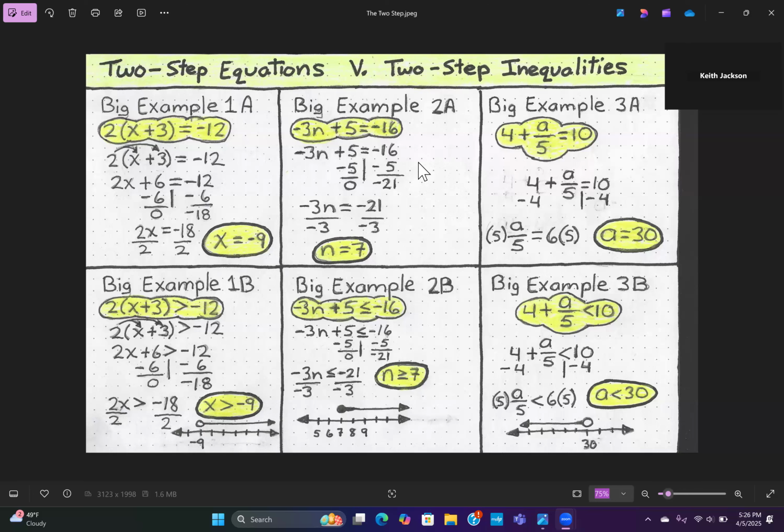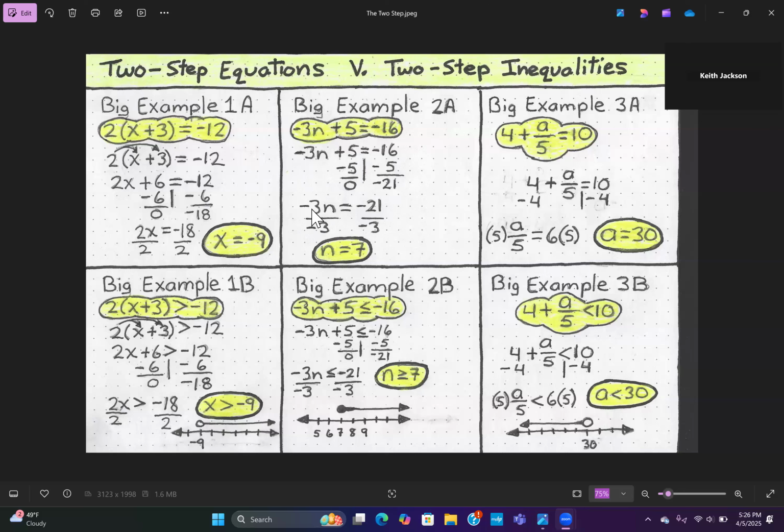Let's move on to big example 2a, in which we have a negative 3n plus 5 is equal to a negative 16. And what we're going to do, we're going to isolate the variable, right? And so in this case, we have a plus 5. So we're going to do the inverse operation of subtracting 5 from both sides so we can get that 0, because we want that 0 on the same side as the variable, right? And so now we have that 0 here, and a negative 16 plus a negative 5 will give us a negative 21. And now we have a negative 3n is equal to a negative 21.